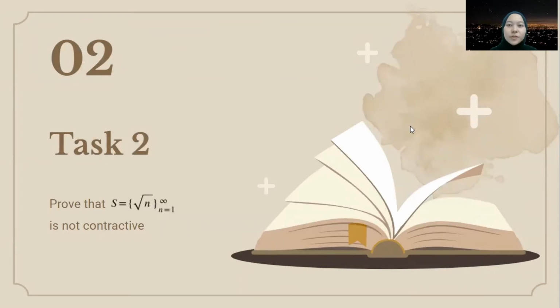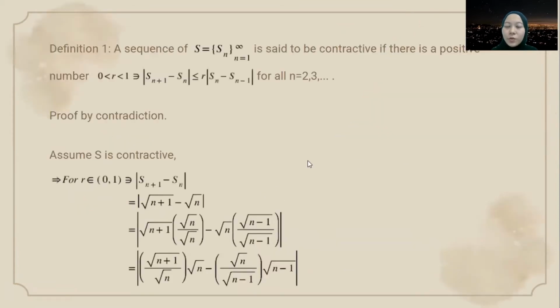Thank you, Fatin. I will continue for task 2. Given that, prove that the sequence S equals root n is not contractive. By definition 1, a sequence S equals S_n is said to be contractive if there is a positive number r greater than 0 and less than 1, such that in modulus S_{n+1} minus S_n is less than or equal to r times in modulus S_n minus S_{n-1} for all n equals 2, 3, and so on. We prove this by contradiction.